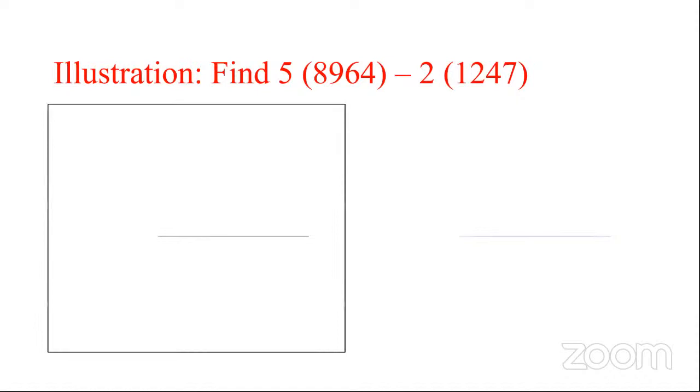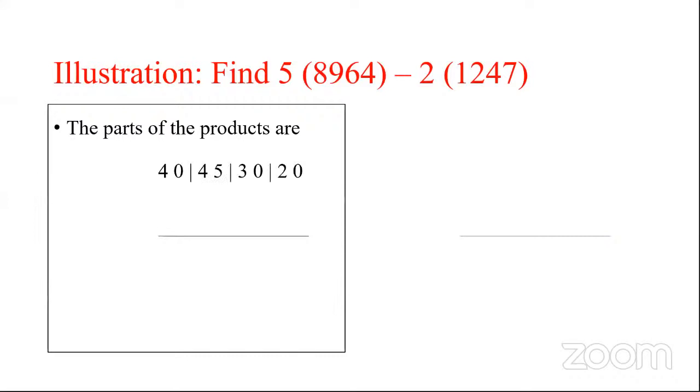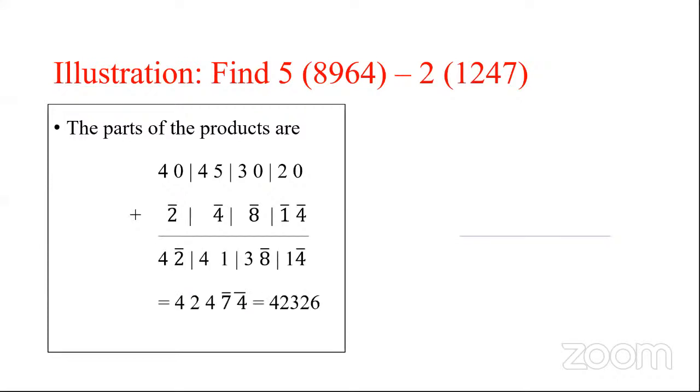Try this. Now I will not show anything on the screen. I will wait for you till you get the answer. 5 times 8964 minus 2 times 1247. Write the parts of the products first. Then check your answer.